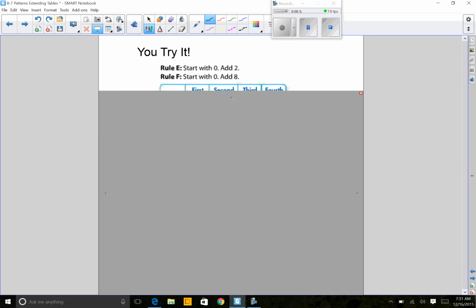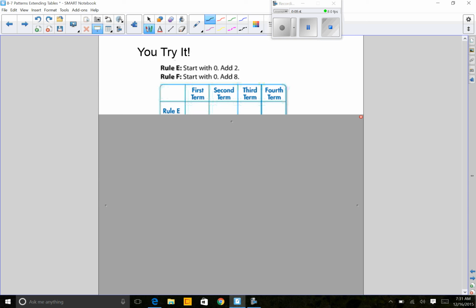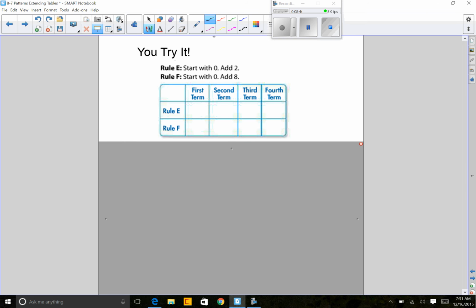Start with 0 and add 2, and start with 0 and add 8. Our first term, for both of these, would be 0. Our second term for this one would be 2, 4, 6. And then this one would be 8, 16, 24. I'm sorry, I had the numbers wrong at first.